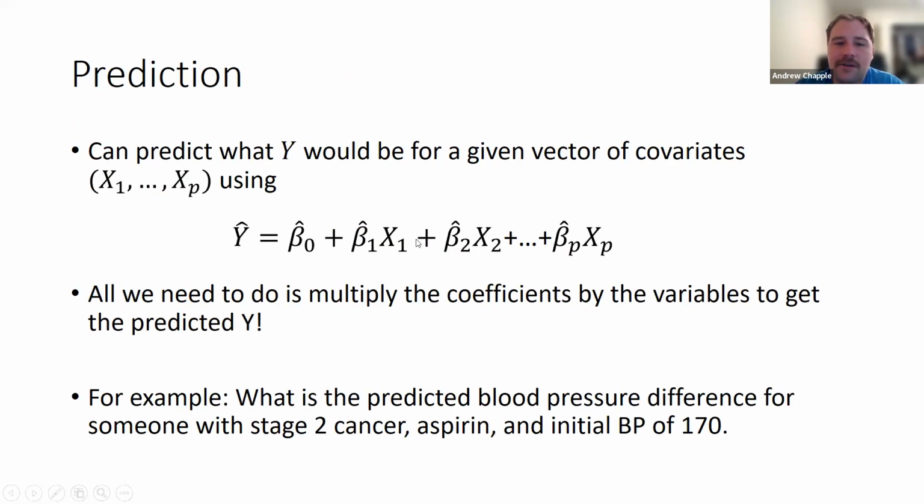Predictions, how do I get predictive values? I just plug in what I want for each one. So I can plug in a person's initial blood pressure, whether they got a treatment, and their cancer stage. I can plug them in and I can get a predicted blood pressure difference, and that's it.